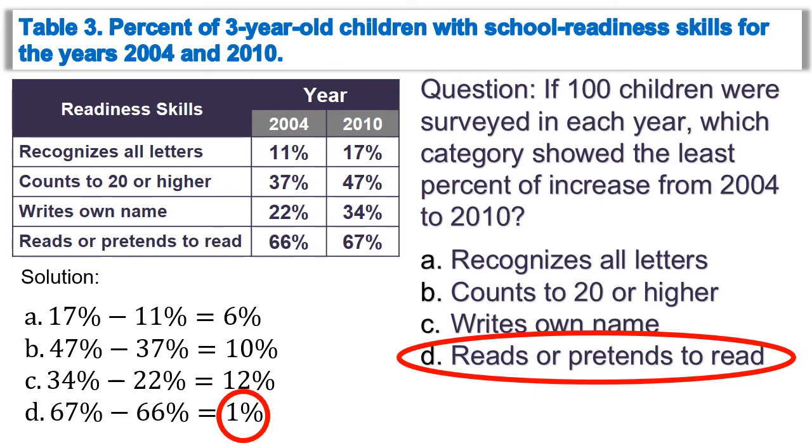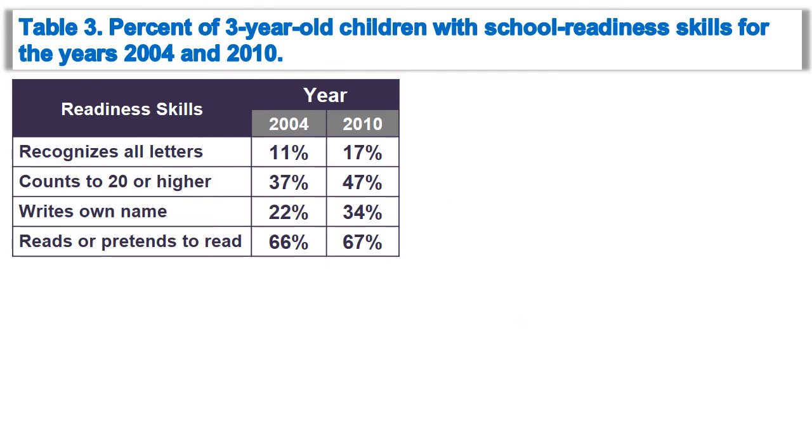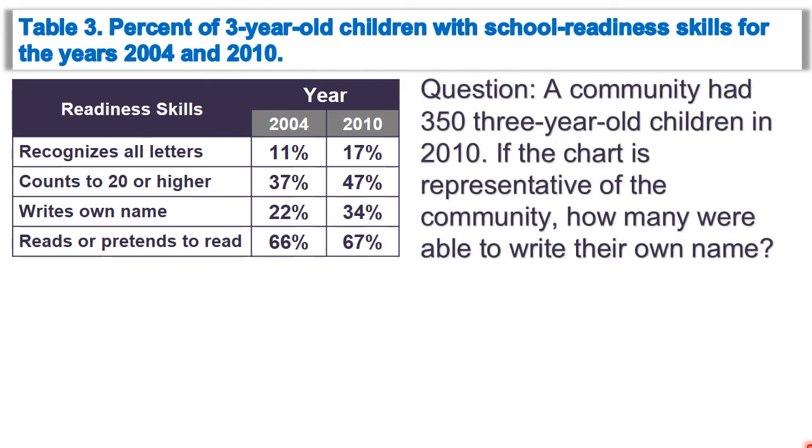Okay, marvelous, amazing. Last question. A community had 350 3-year-old children in 2010. If the chart is representative of the community, how many were able to write their own name? So, we are discussing only 2010. We have to disregard 2004. Going to the options, A, 34, B, 97, C, 119, or D, 134. Which of the following is your answer?